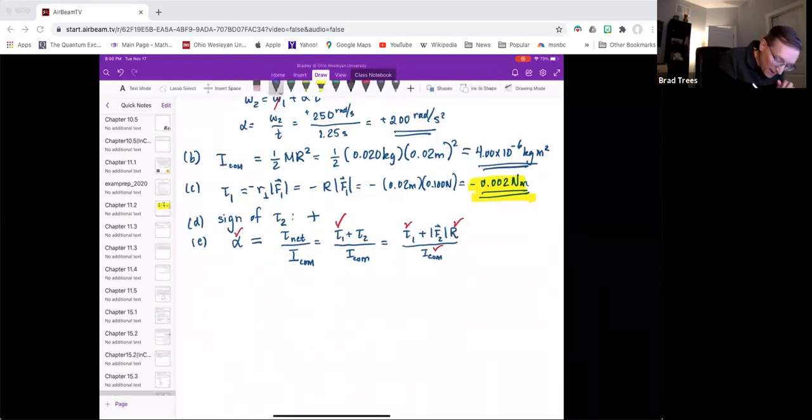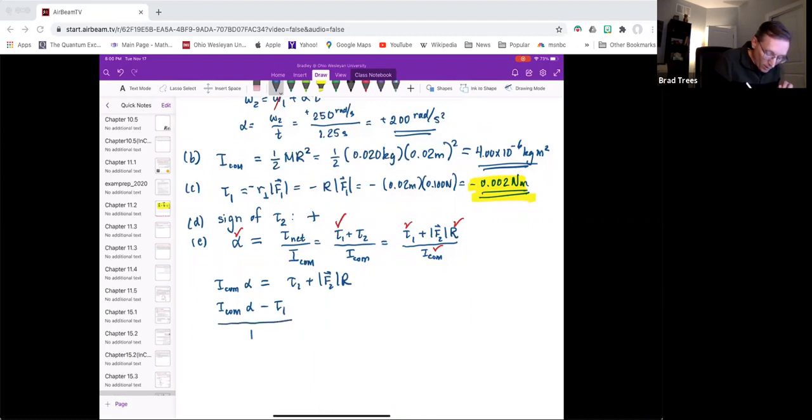Okay, let's multiply by ICOM, both sides. So ICOM alpha equals tau 1 plus F2R. So then ICOM alpha minus tau 1, all divided by R equals F2. So I just did my algebra there and solved algebraically for F2.